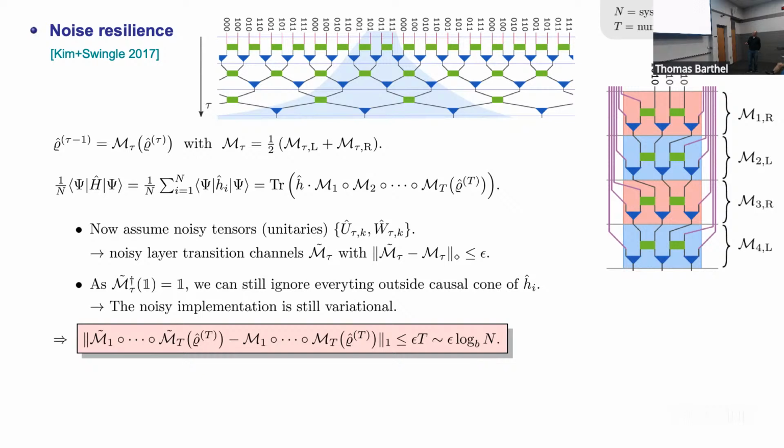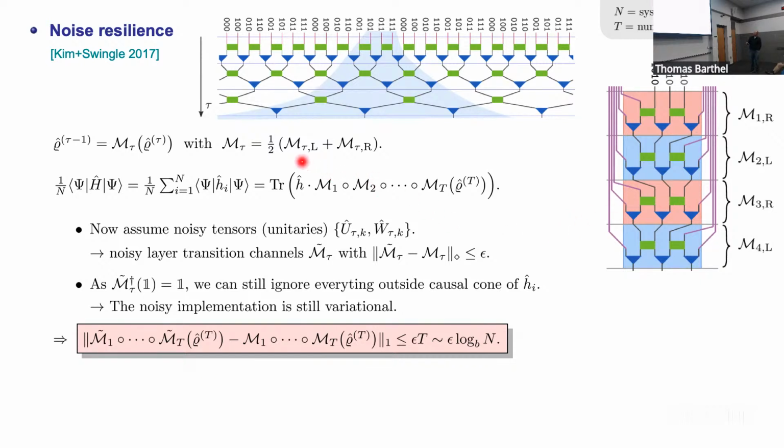So how to see this? I talked to you previously about these layer transition maps. Inside the causal cone, we have a sequence of either a left-moving or a right-moving transition map, and the specific sequence depends on where we sit in the lattice, right? In this case, we first have the, I guess that's the left-moving map. No, sorry, that's the right-moving map, then the left-moving, and so on. So we have this sequence.